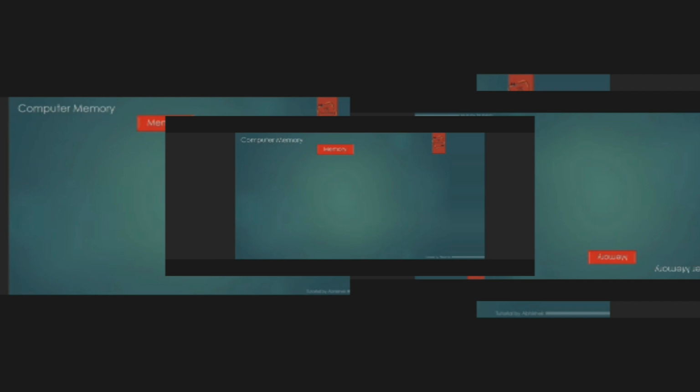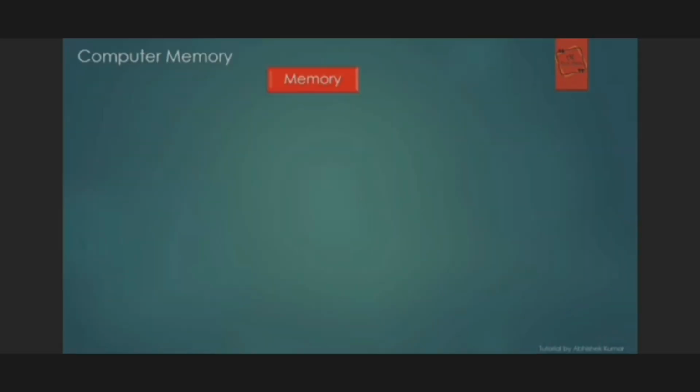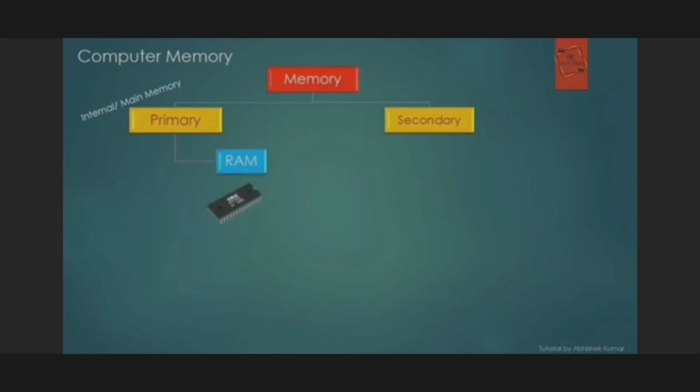Now next we will talk about memory. As you all know, memory is divided into two parts. First is primary memory, another is secondary memory. Firstly we will talk about primary memory. Primary memory is also known as internal memory or main memory. And primary memory has two parts, RAM and ROM. They all are parts of primary memory.